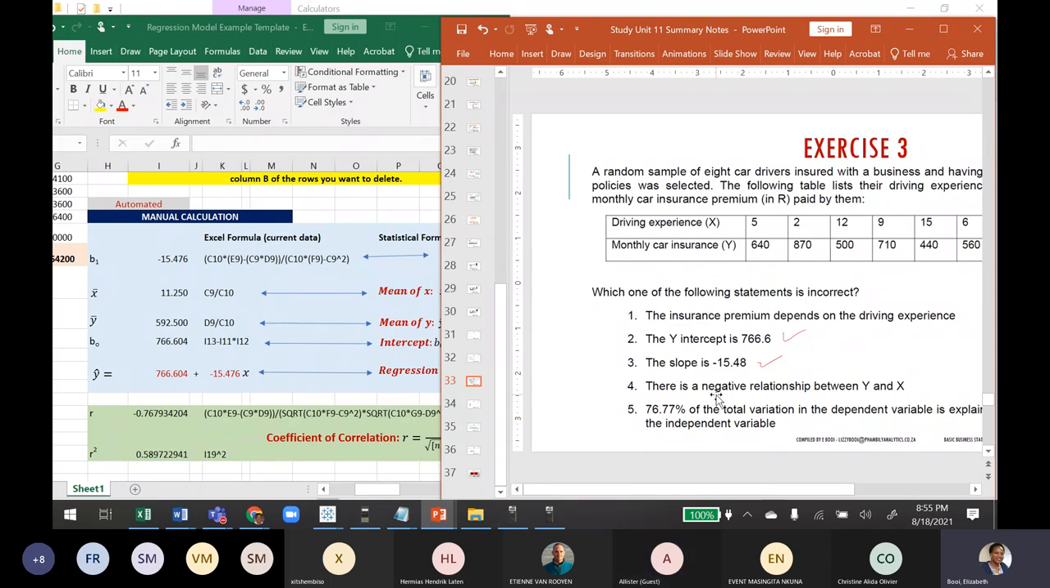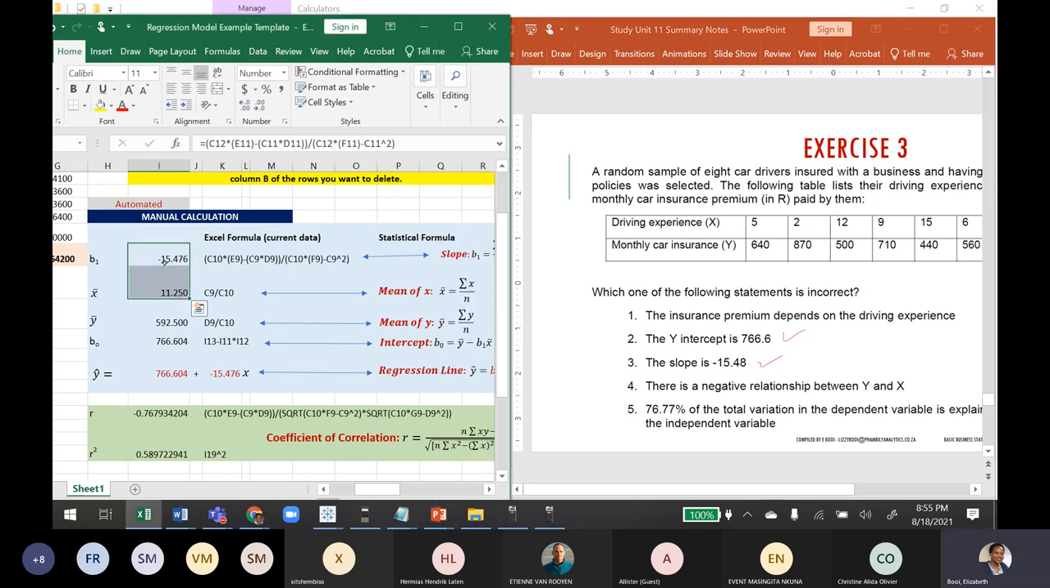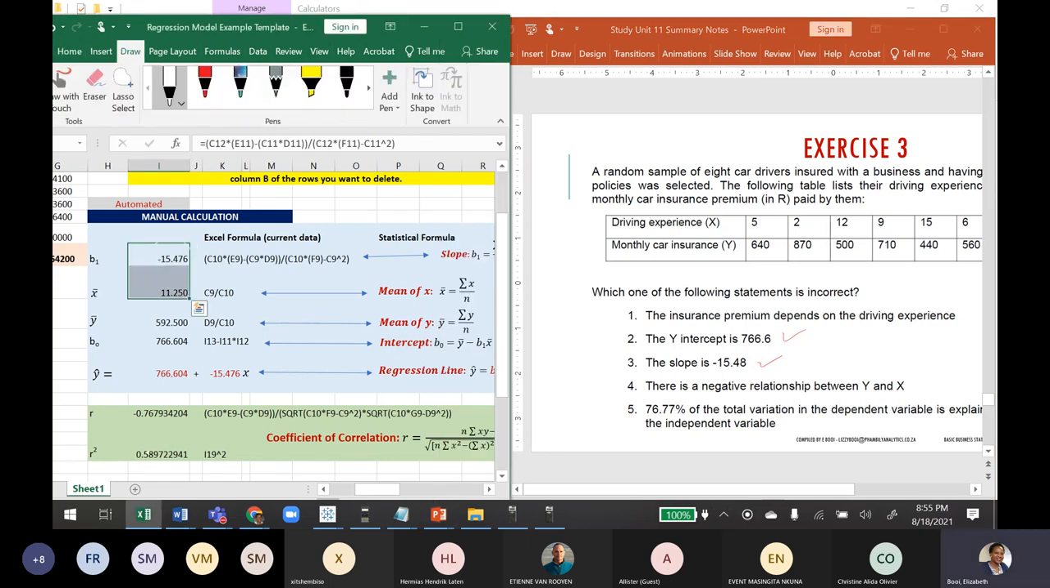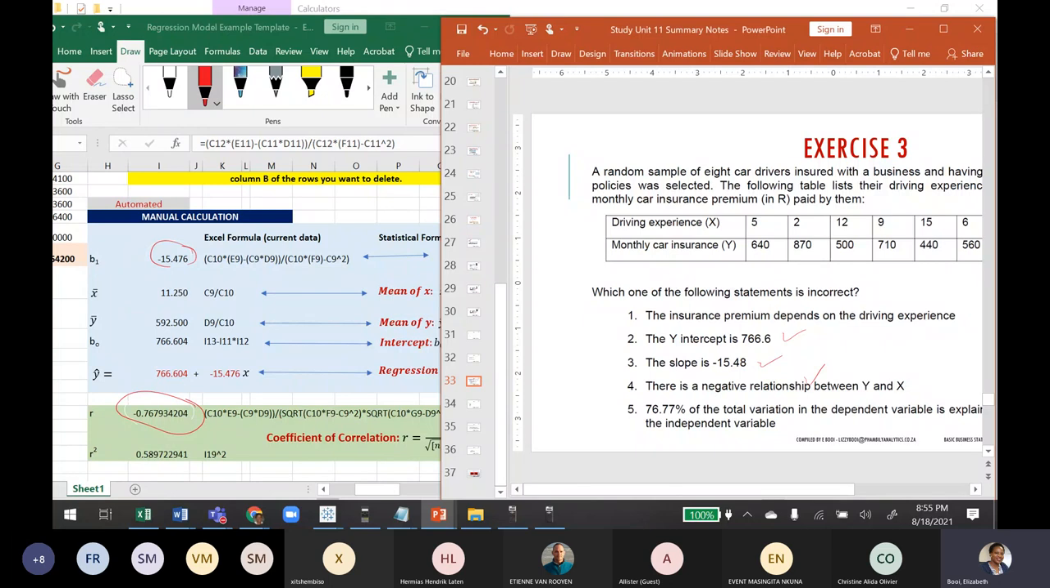Number four says there is a negative relationship between the variables. We can see by looking at the slope and by looking at R that there is a negative relationship, because the slope is minus and the R is negative. So that is correct.